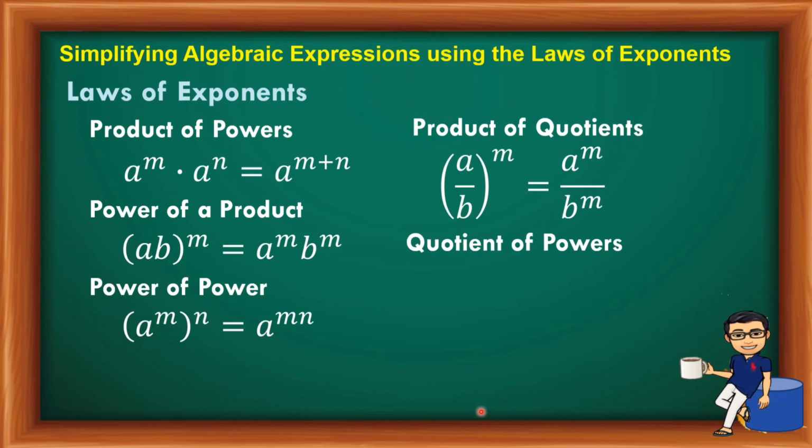The next one is quotient of powers. Like this one. A raised to m over a raised to n, that will be equal to a raised to m minus n. If m is greater than 0 and a is not equal to 0.